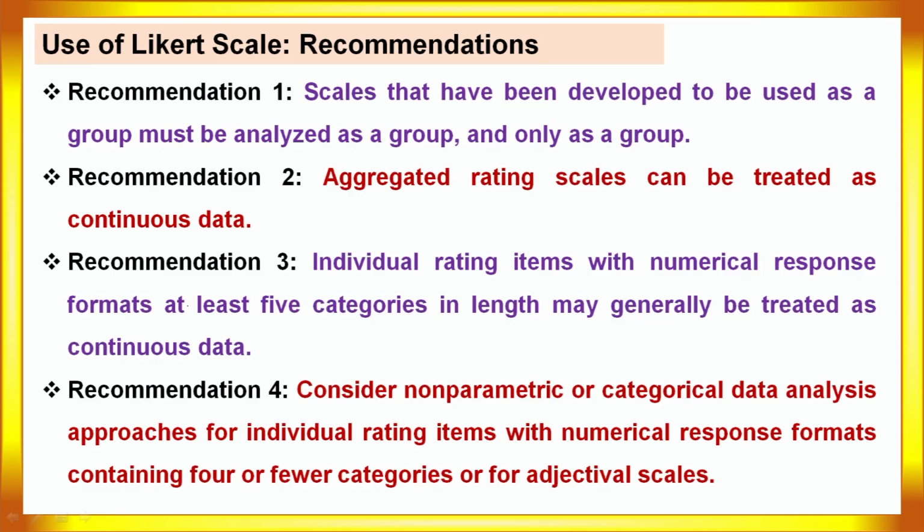Second, aggregated rating scales can be treated as a continuous scale. Third, individual rating items with a numerical response format of at least 5 categories in length may be treated as continuous data. That means your response categories should be at least 5. And the fourth is to consider non-parametric or categorical data analysis approaches for individual rating items with a numerical response format containing 4 or fewer categories. That means if the response format has fewer than 5 categories, then you use a non-parametric test. Now, what does the term non-parametric mean?